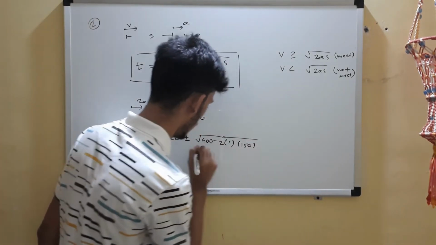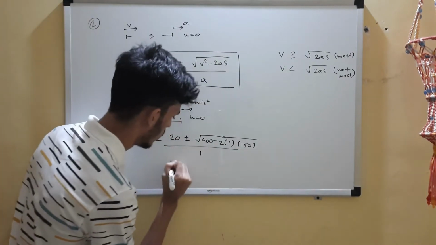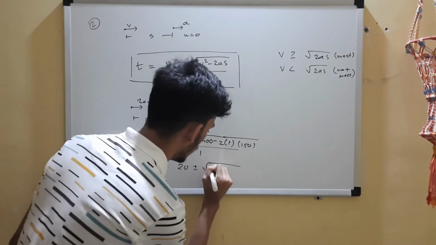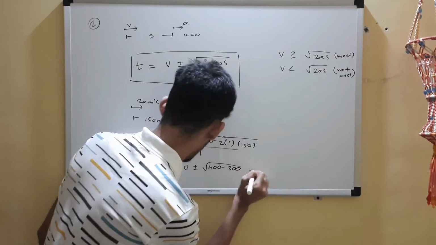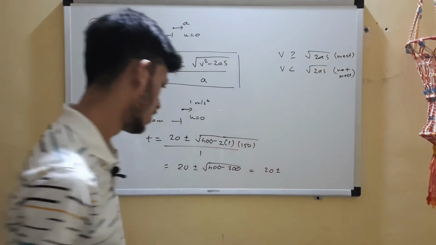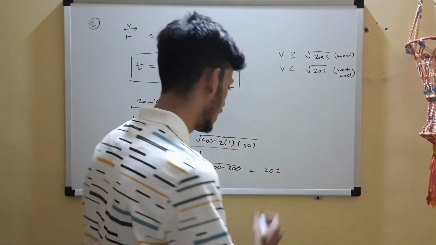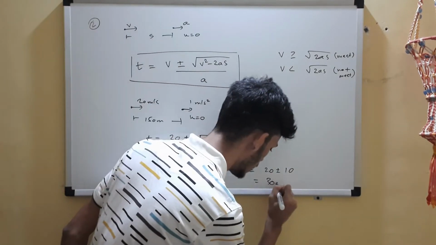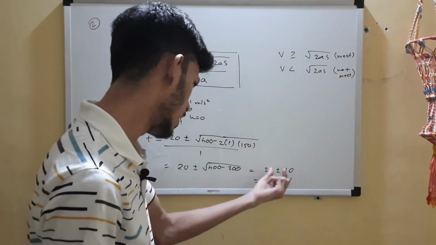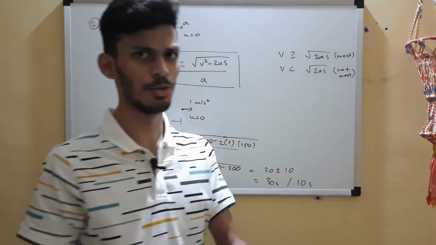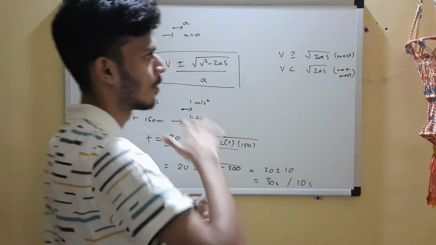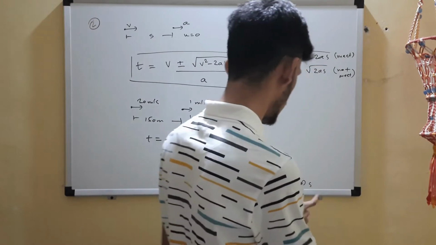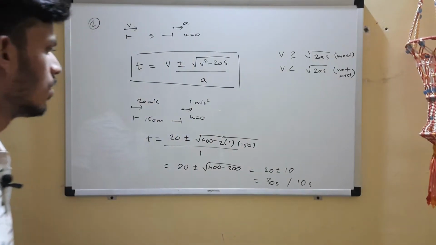Upon a again, right? A, which is 1. So 20 plus minus, 400 minus 300, so we get 20 plus minus under root 100, which is 10, right? So 20 plus minus 10. One answer you get is 20 plus 10, which is 30 seconds, or 20 minus 10, which is 10 seconds. So you can have two answers, right? This formula actually comes from a quadratic equation, so you may have two answers or may not. The answers will tell you. So this was the first problem.